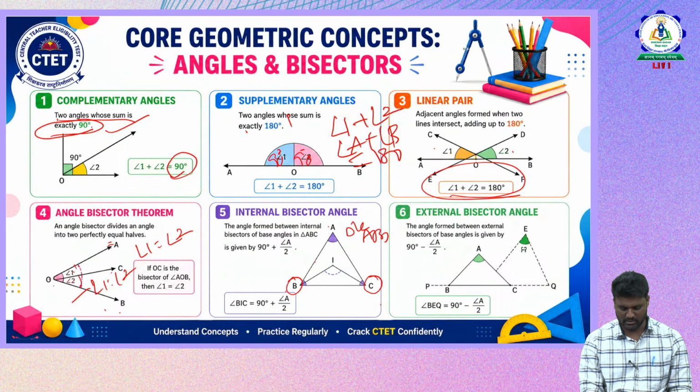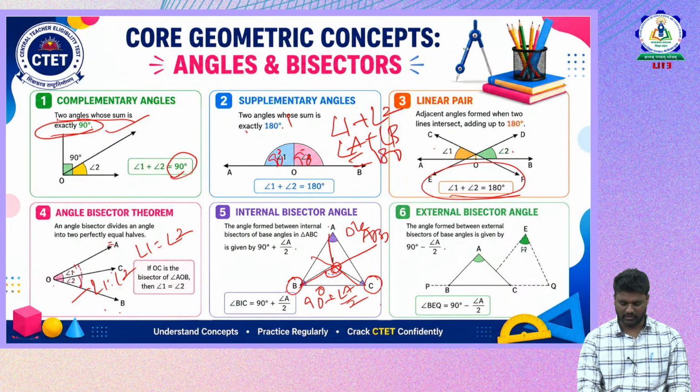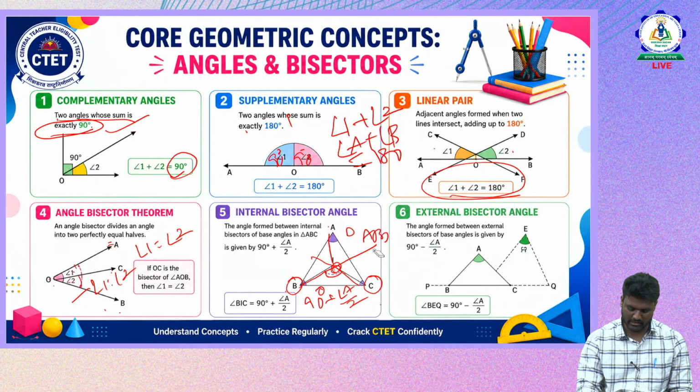So when we bisect the base angles, angle B and angle C, like this, the intersection point forms an angle. That angle between the internal bisectors is always 90 degrees plus the opposite vertex angle divided by 2. Okay, so in this case, let us see now.